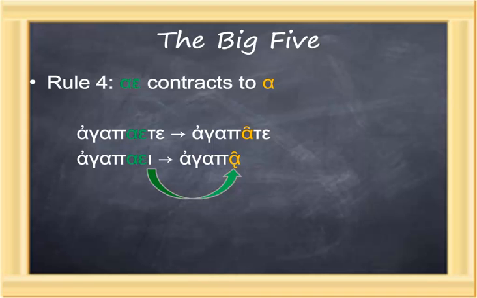According to rule number 4, the combination alpha plus epsilon contracts to alpha. So agapa plus ete contracts to agapate. Likewise, the combination of agapa plus a, epsilon iota, contracts to agapa: alpha and epsilon contracting to alpha, and the leftover iota subscripting. That one's a little tricky, I admit.